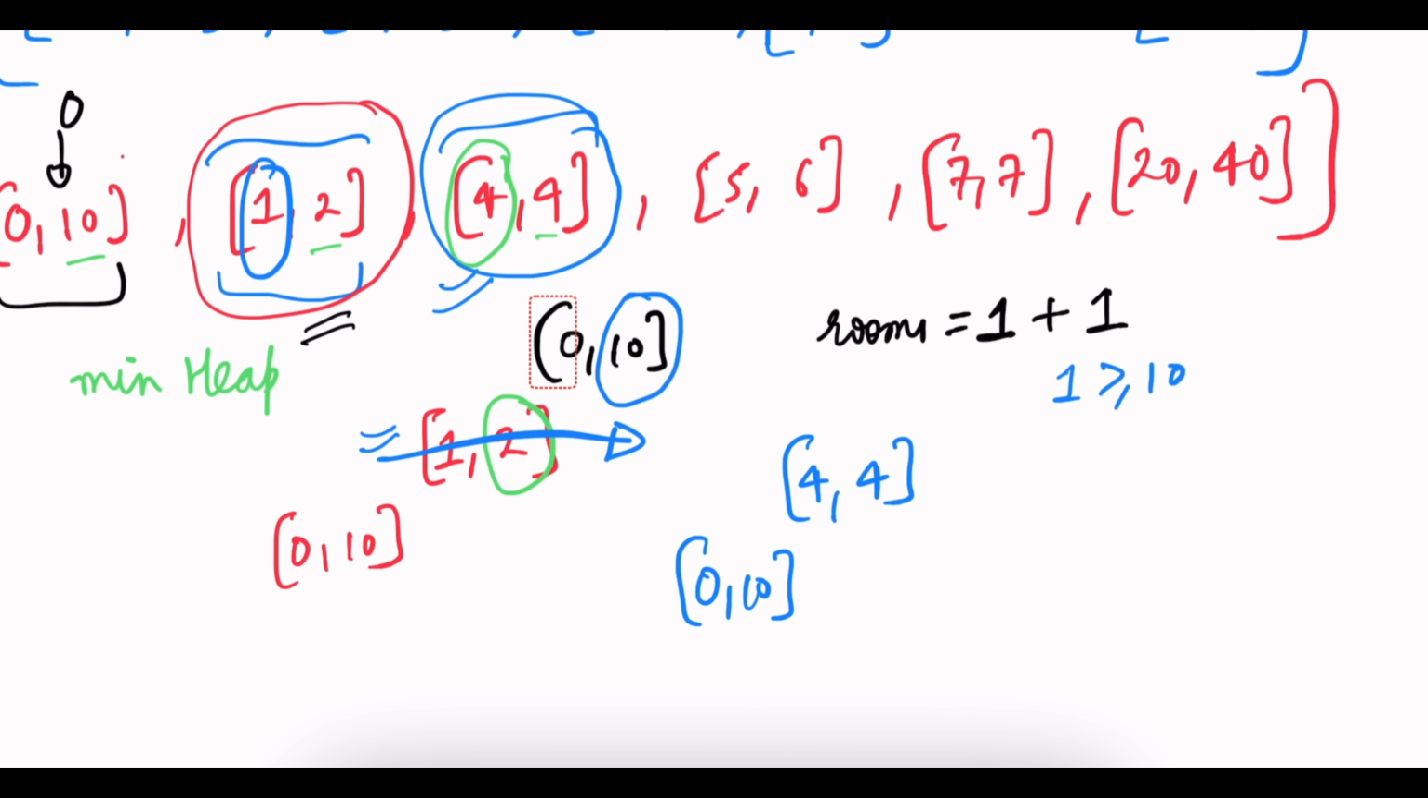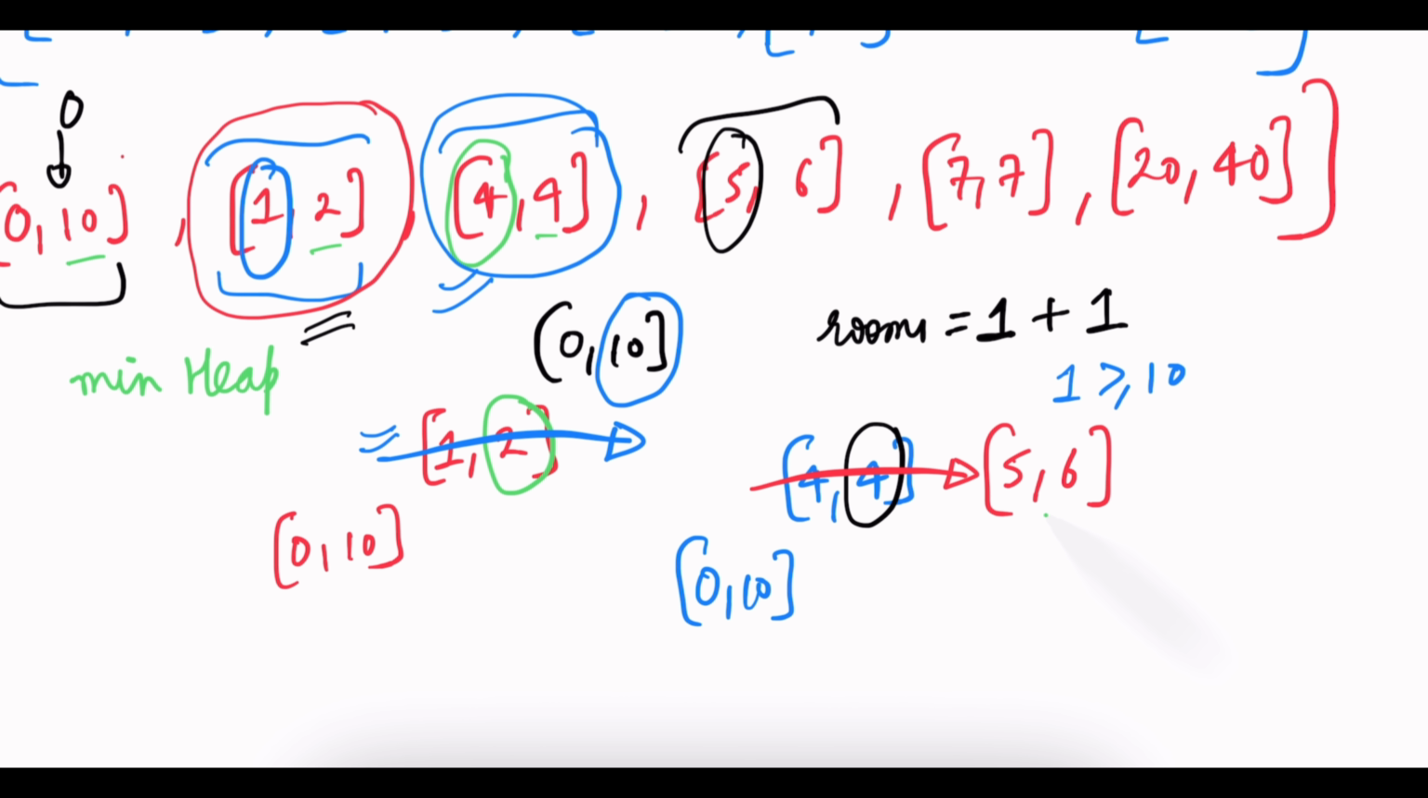So the next interval is 5, 6, and now we check if the start time is greater than or equal to the end time of the minimum element, and that is true. So we simply pull out this one and add our new interval. Since we are maintaining the min heap based on end times, that is why 5, 6 is going to be the minimum element in our min heap. And next interval is going to be 7, 7. So the start time is greater than or equal to the end time. Now we do the same thing. We poll this one and add our new interval 7, 7.